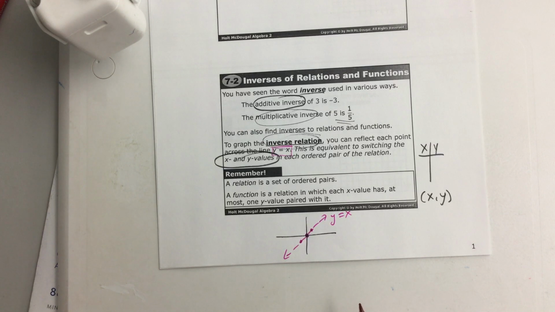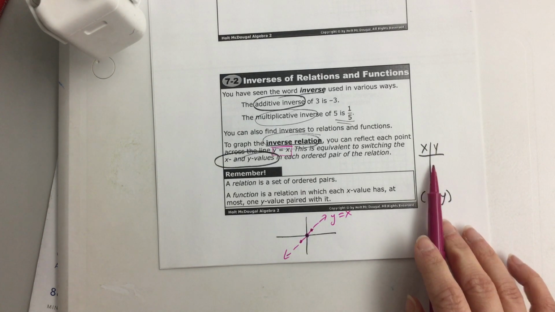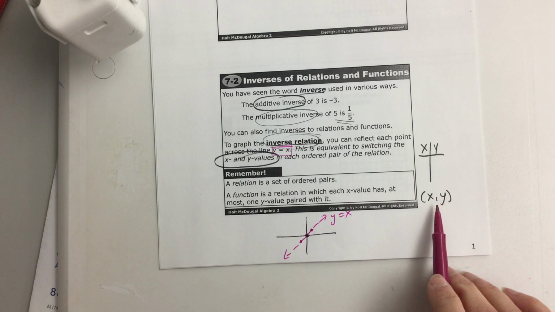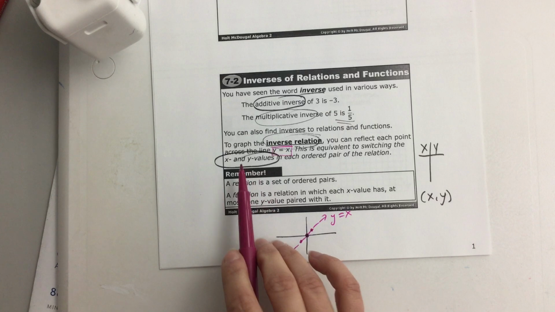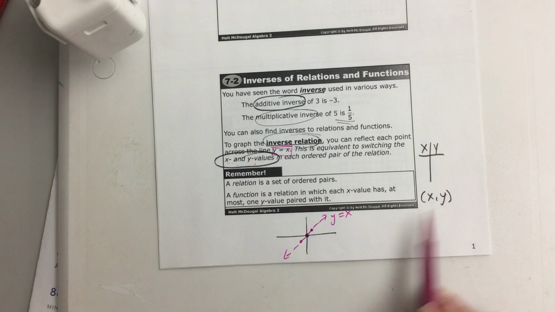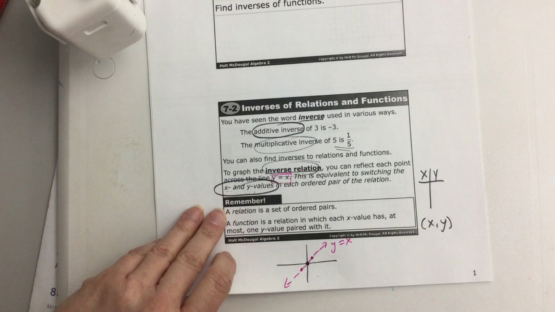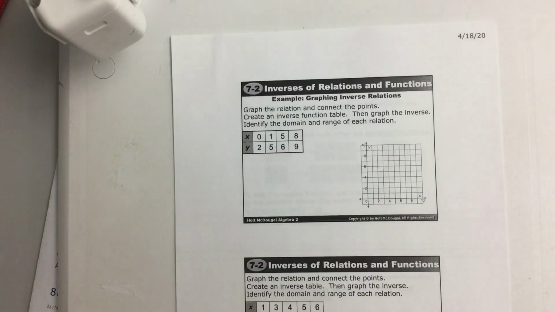Now what happens is if you take a relation, a set of ordered pairs, whether it be in a table or just a given set of ordered pairs, if you graph them, then you find its inverse, meaning you switch your x and your y values, and you also graph those, your images would be a reflection over that line. So let's go ahead and try a couple of those.